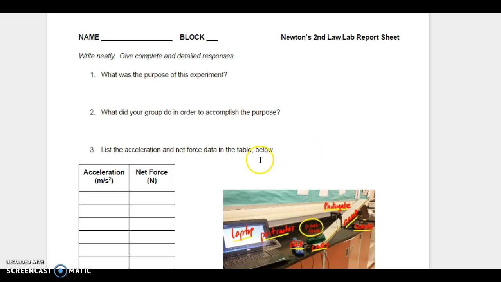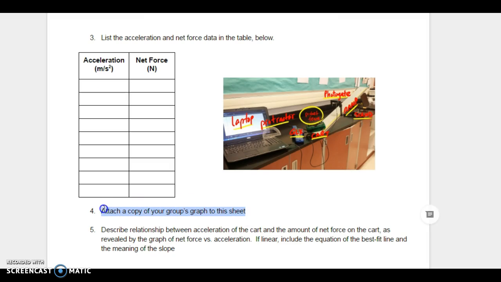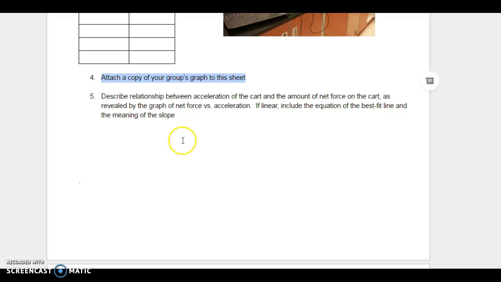You will take the results from your data collection and you will write down the acceleration column of data and the net force column. You will attach a copy of your Google Sheet to this page here. And lastly, you will answer number 5.